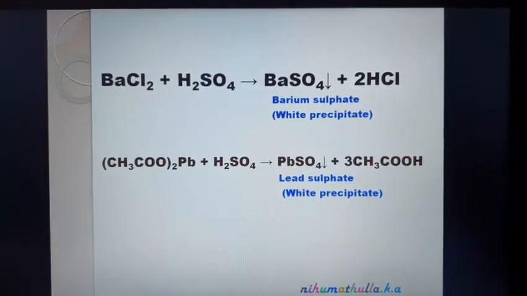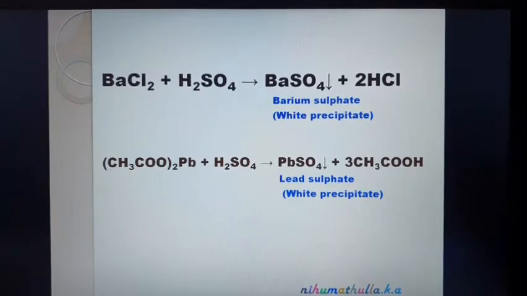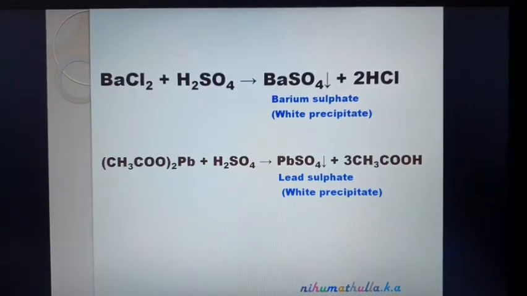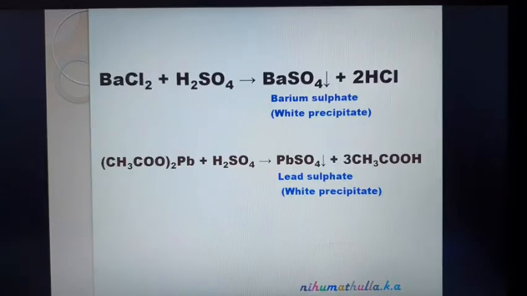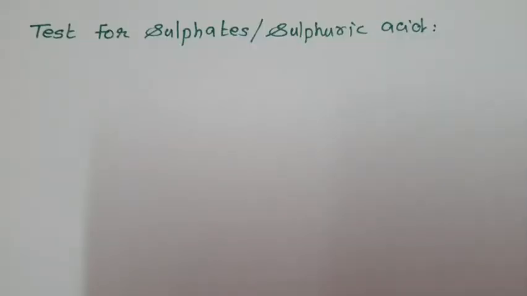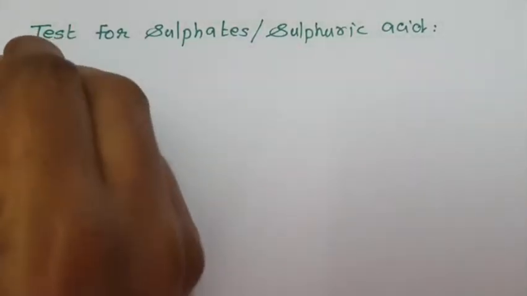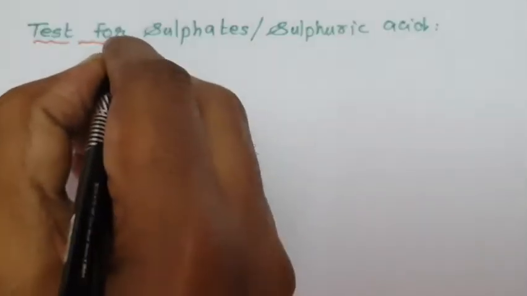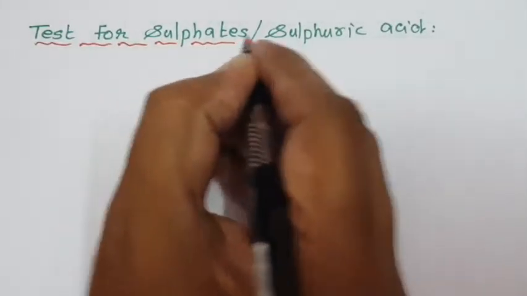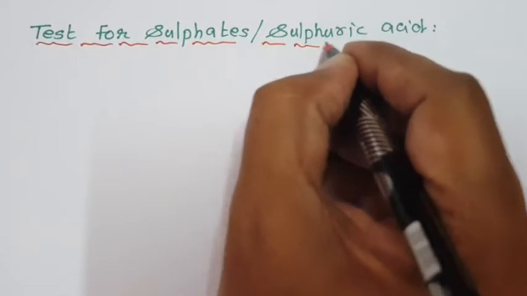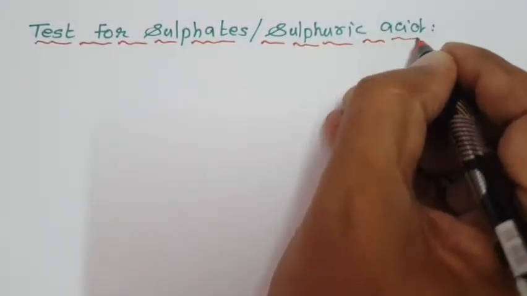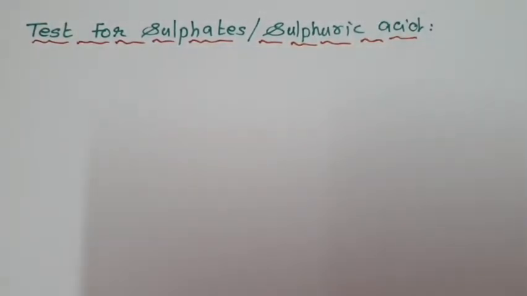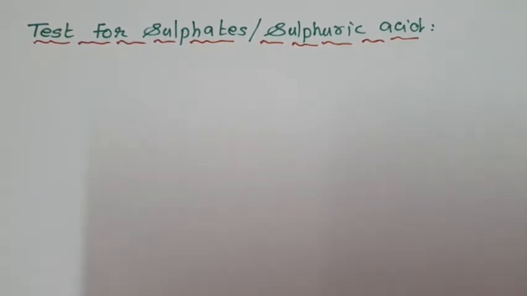Now, how does the reaction take place, and how to write the reaction. After that, we will discuss the uses of sulfuric acid. Test for sulfates and sulfuric acid. Sulfuric acid molecular formula H2SO4. Any sulfate salt, how to identify any sulfate salt? The reactions are very easy.